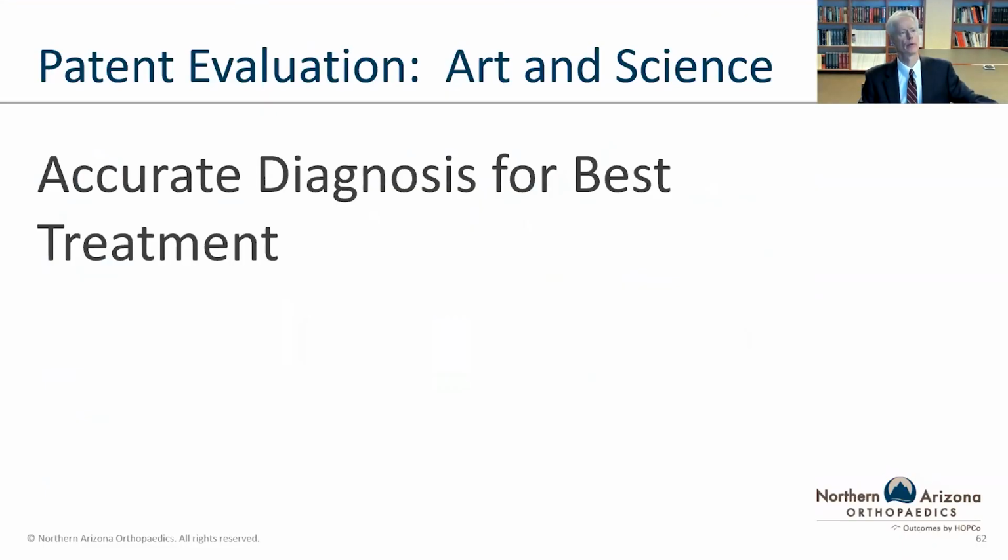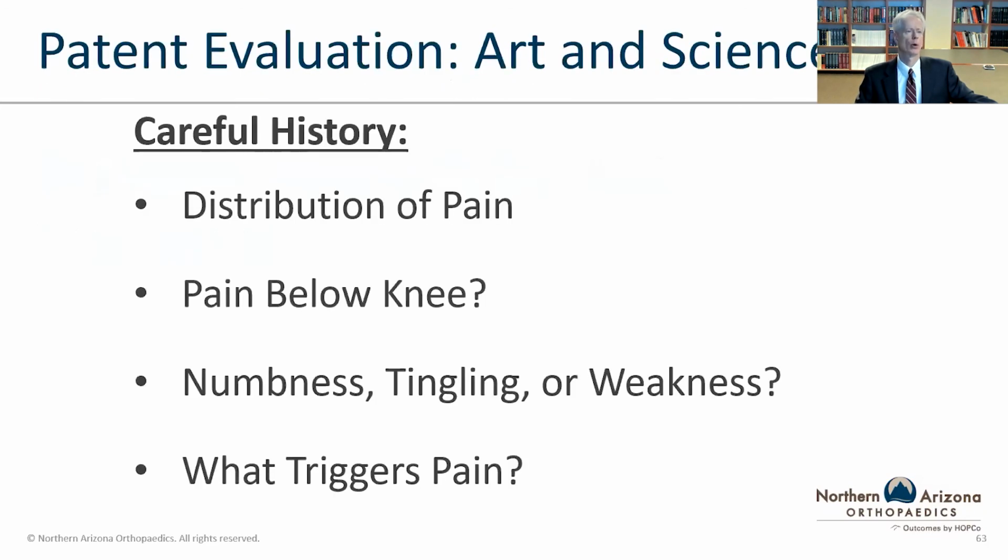So when evaluating the patient, it is an art and science. Accurate diagnosis is very important to get the best treatment, and the best treatment for sciatica, or what's causing it. Remember, sciatica is more of a description, not the diagnosis. So in an evaluation by the doctor, a careful history. A history is what the patient tells what's going on. You have to say what's important for this kind of sciatica.